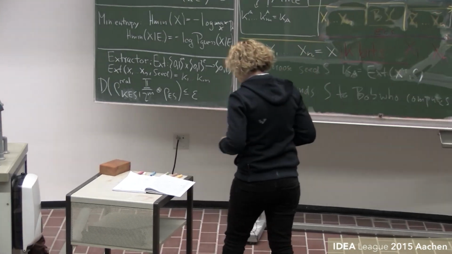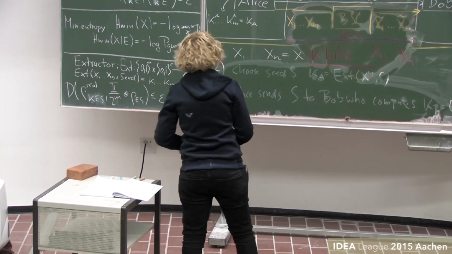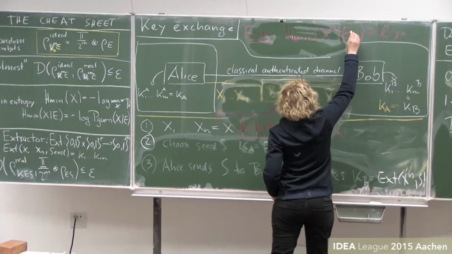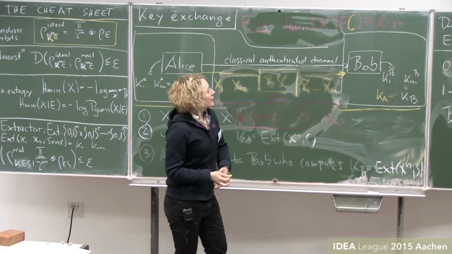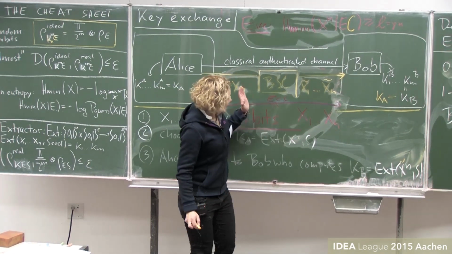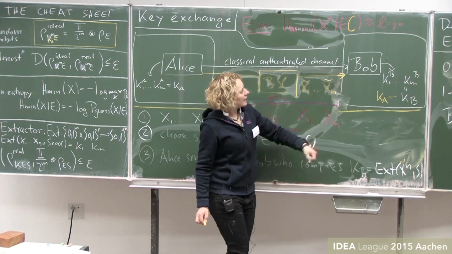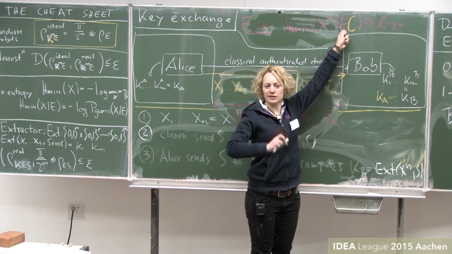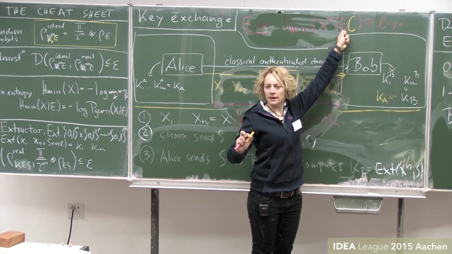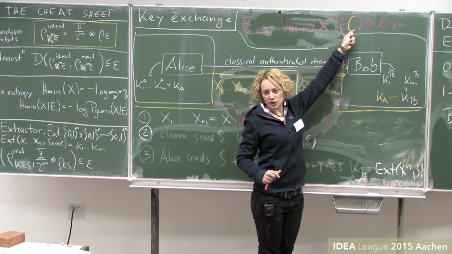So Eve is going to collect these error correction bits, and I'm going to call them C. So if we perform some kind of error correction, then at the end of the day, Eve has her original information E, the one that she had initially collected, and now she gains something extra, namely she learns this error correction information C.